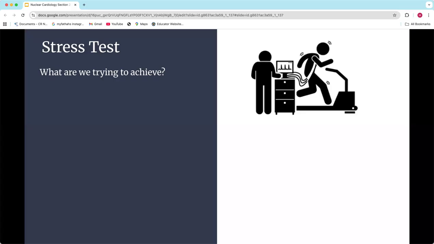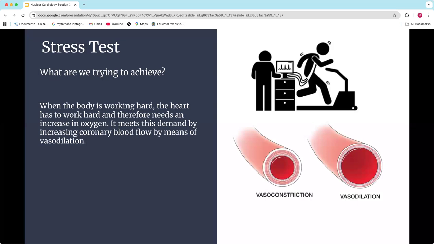Nice. Very good. So the word that you said that I want to highlight here, you said a lot, and all of it's good and true. The thing that we're after when we do a stress test is vasodilatation. It doesn't matter if we're doing it on a treadmill or with medication. What we're actually trying to do is dilate the blood vessels.